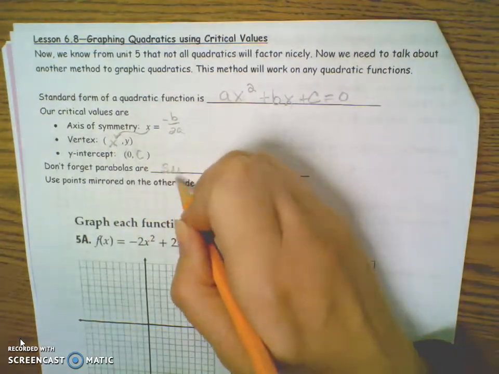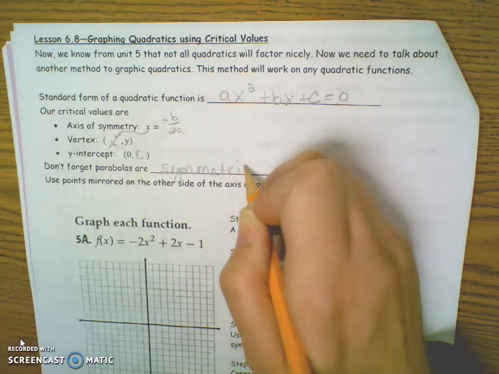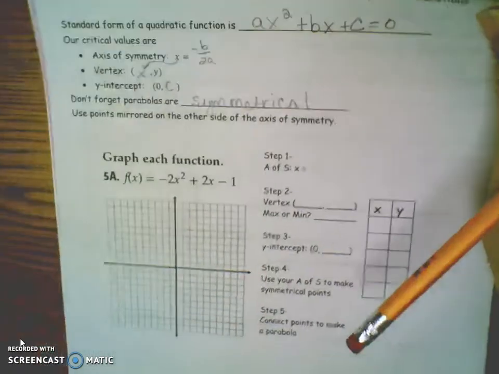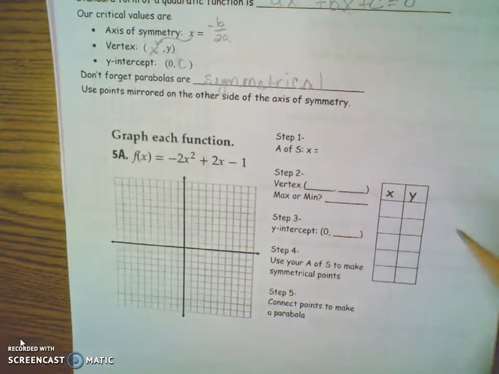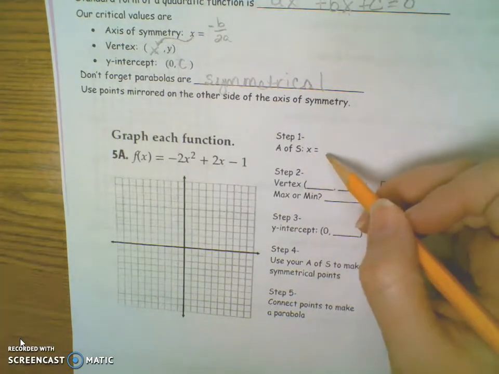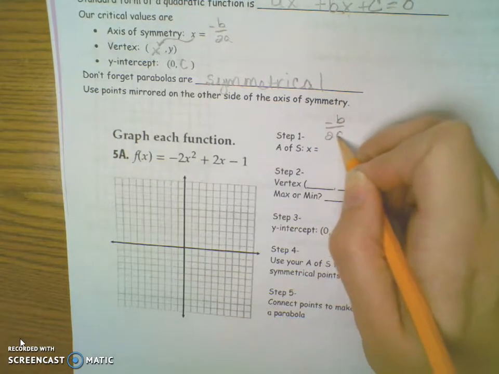And then of course parabolas are symmetrical, so that means whatever we do on one side of our axis of symmetry, we can do to the other. And sometimes that'll give us kind of a free point that we didn't have to calculate anything for. Okay, so the first thing we're going to do is the axis of symmetry. So we're going to do negative b over 2a.